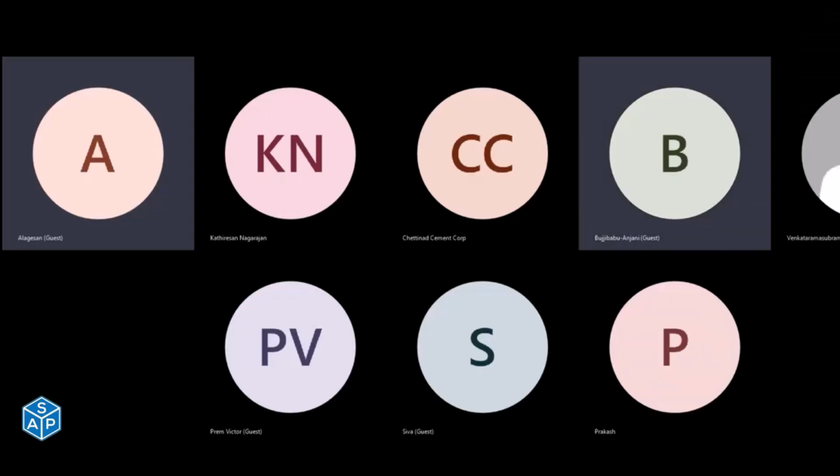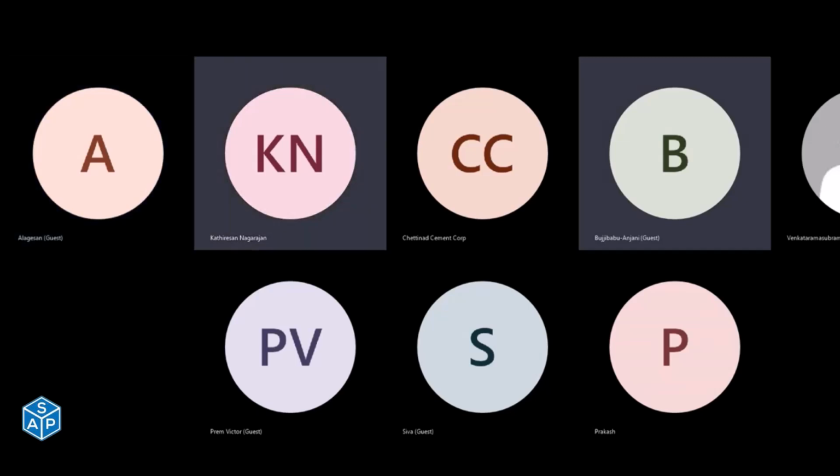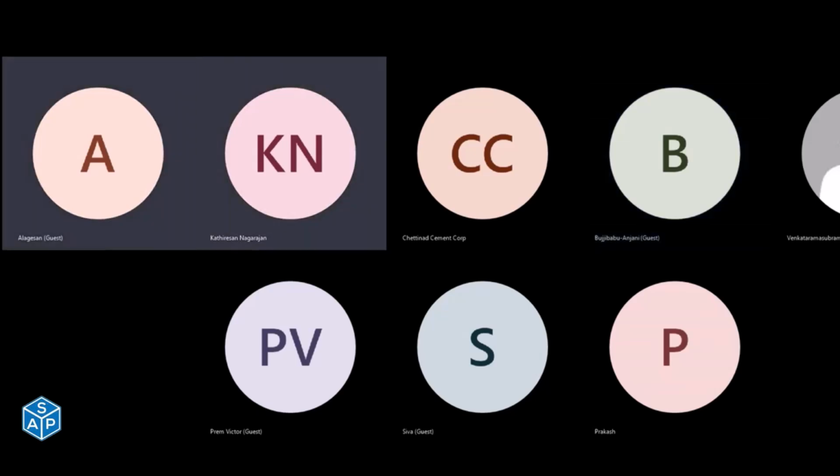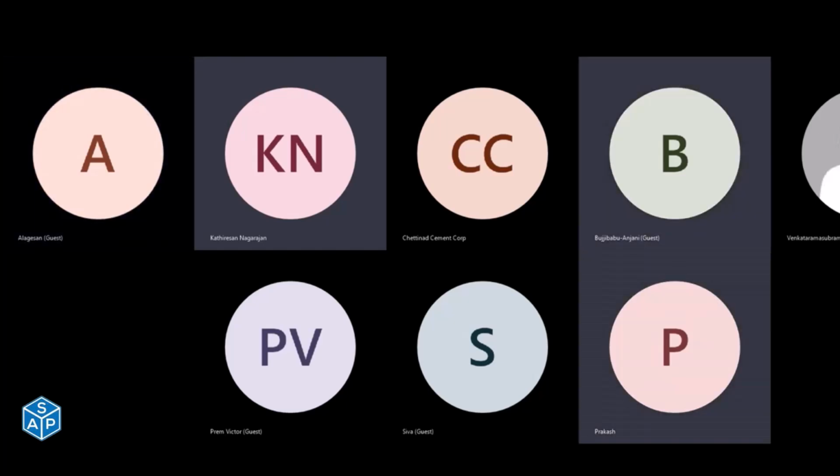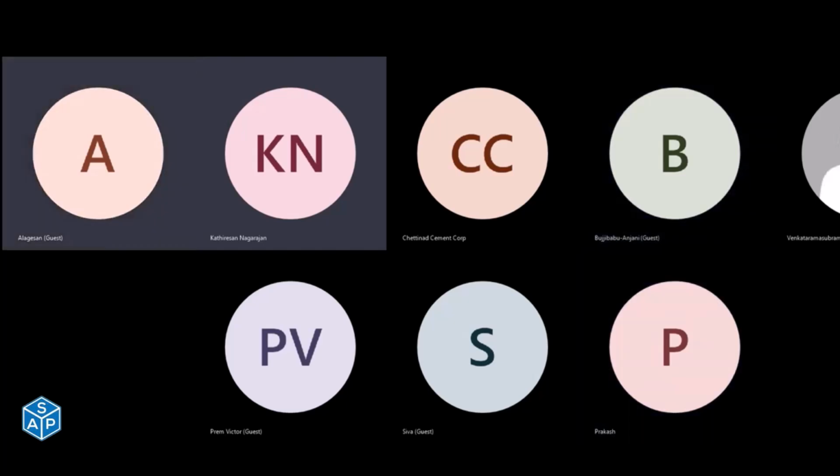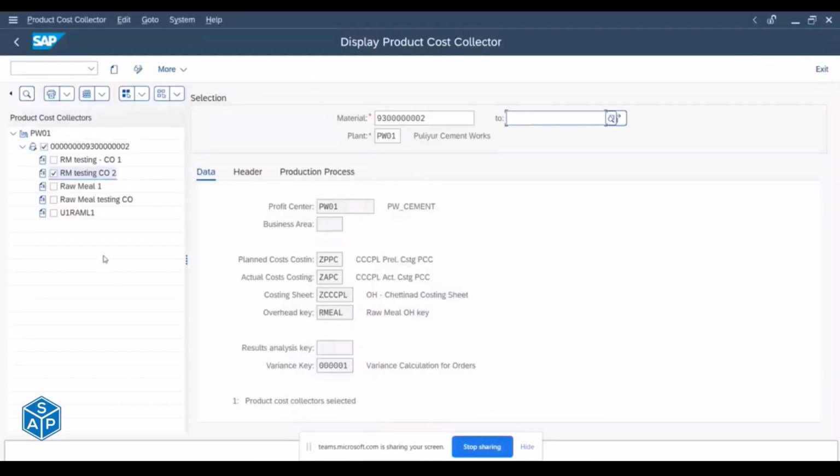Now we have to run the variance, sir. Now we can check the actual postings. Then during the month end we can run the overhead variance and finally settlement.